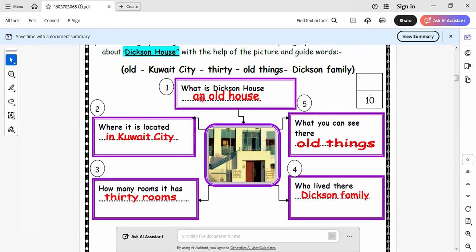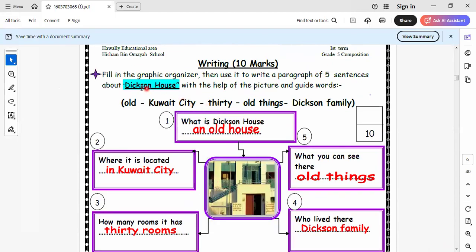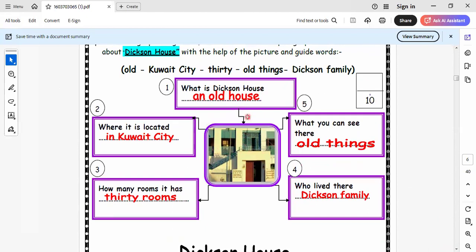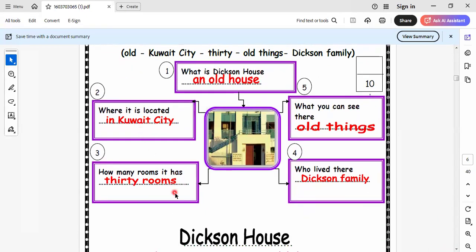Okay, another item here is Dixon House. Old house, Kuwait City, 30 rooms, Dixon family. What is Dixon House? An old house. I think Dixon House is a special or famous place in Kuwait. It is an old house located in Kuwait City. How many rooms? 30 rooms. Who lived there? The Dixon family.